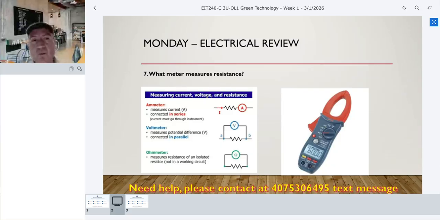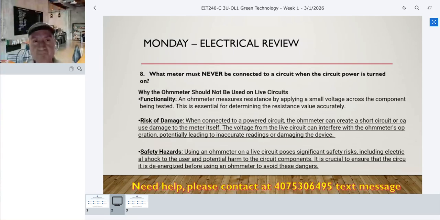So number 7, what meter measures resistance? Don't forget, it's an ohmmeter. The ohmmeter, you see over here, measures resistance of an isolated resistor, not in a working circuit. This is one of the most important things. Okay, number 7, don't forget, ohmmeter.